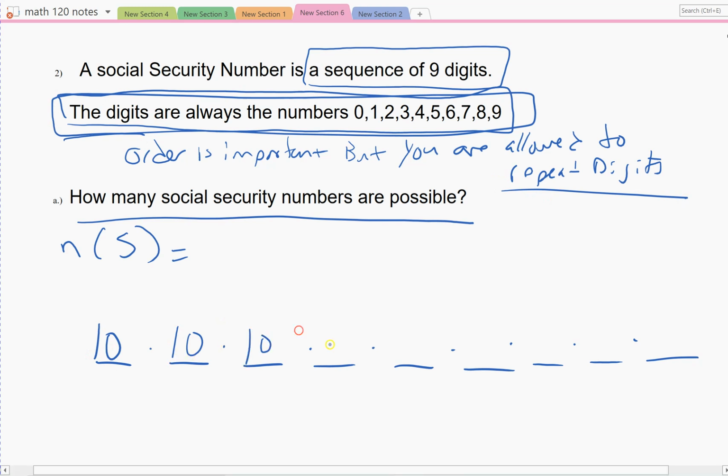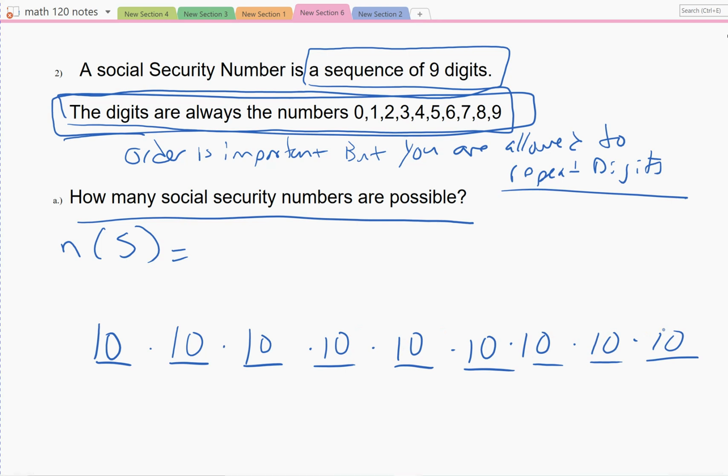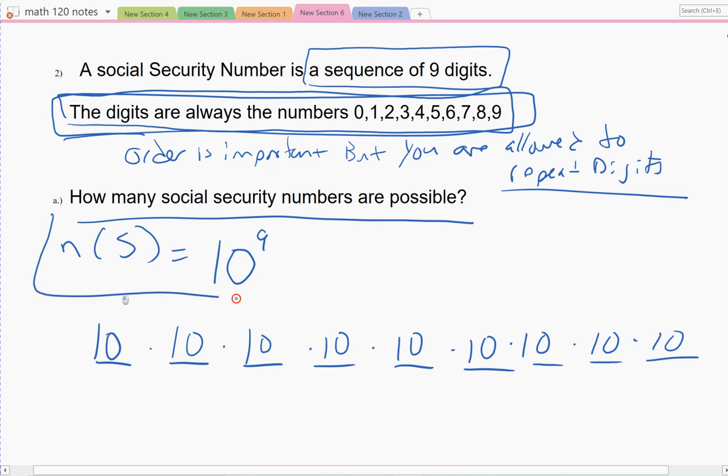And so what happens here is I get 10 possibilities for each and every spot in the Social Security sequence, right? I've got 10 digits that I can pick for the first spot all the way down to the 9th spot. So it'd be 10 times 10 times 10 times 10 times 10, 9 times. Well, there's a shorthand for that. 10 times itself 9 times can be rewritten as 10 to the 9th power, which sometimes we write like this. If it was a multiple choice question or fill in the blank question, that would be an acceptable answer.